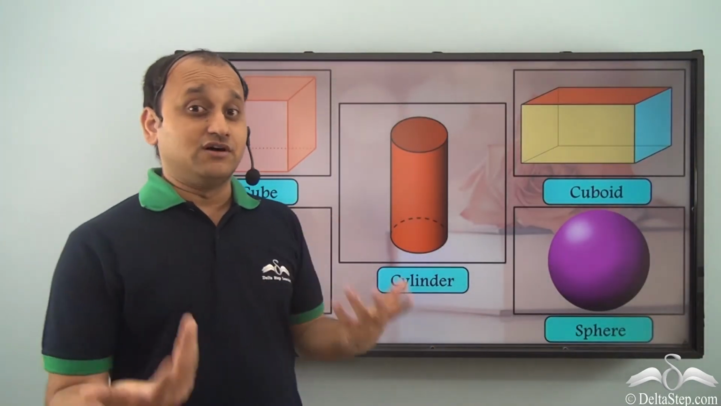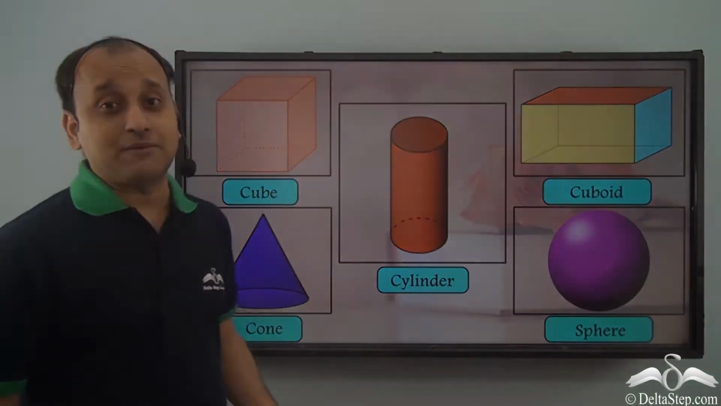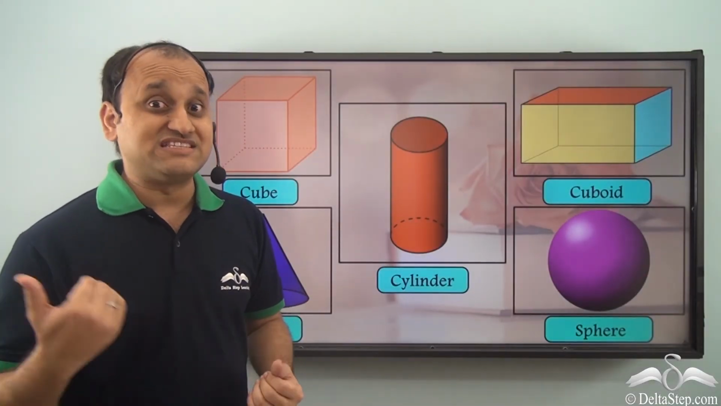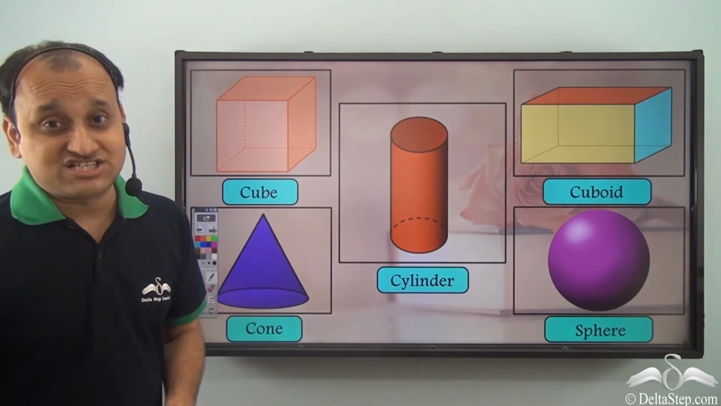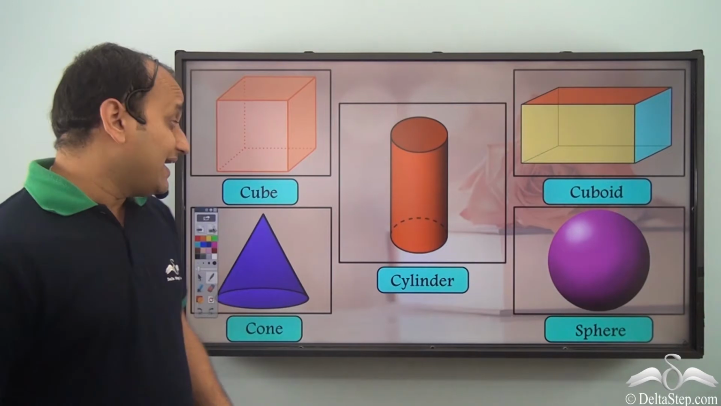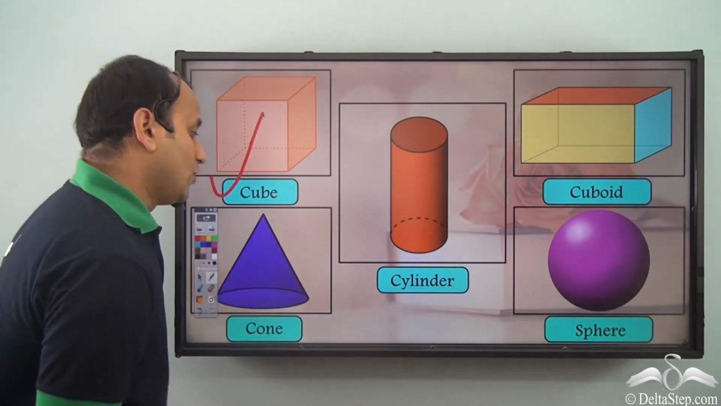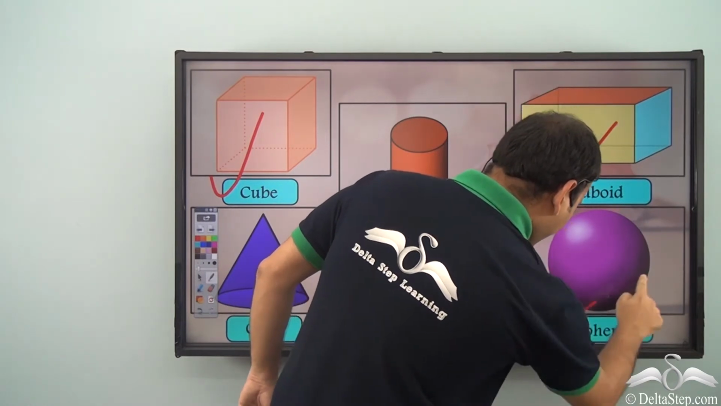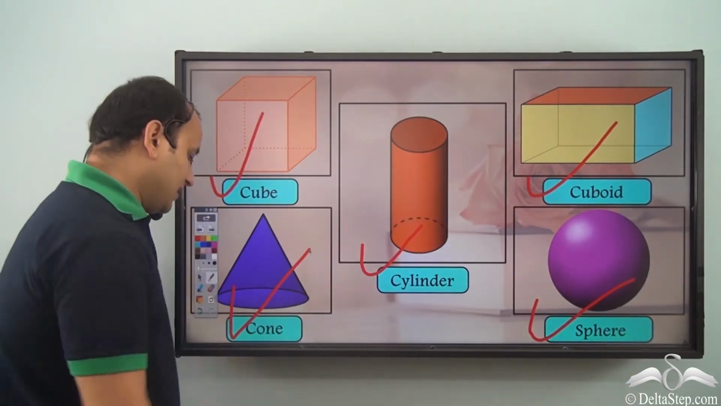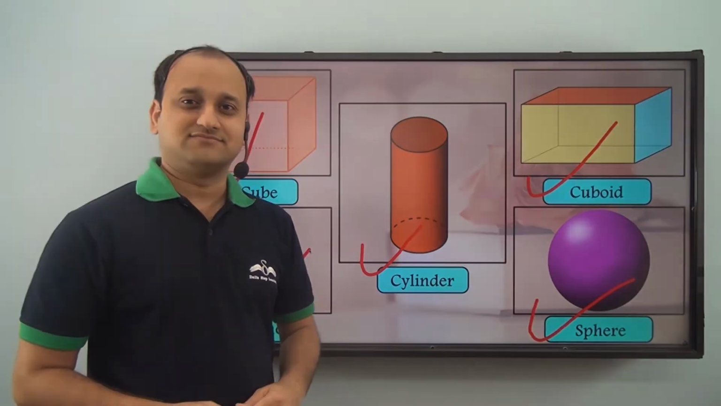So today we have learnt about some new shapes, and most of the things which we see around us can be resembled to one of these shapes. Either they look like a cube or a cylinder, a cuboid, a sphere, or a cone.